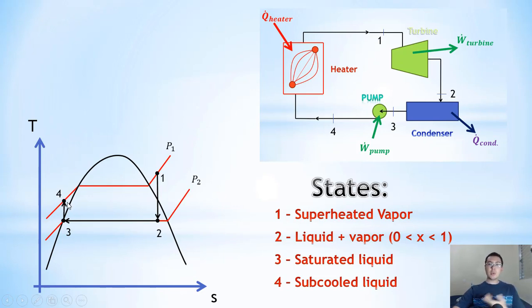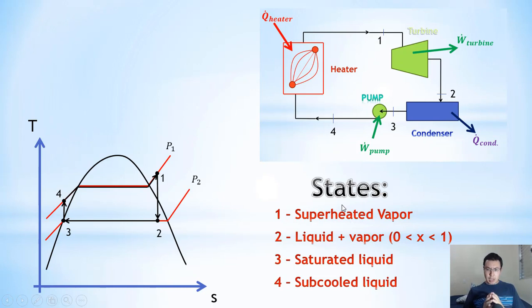And here, as we are at the left of the diagram, we will have subcooled liquid. And of course, this process between 4 and 1, we will begin again the cycle. So the heater will make the fluid from subcooled liquid be again superheated vapor.